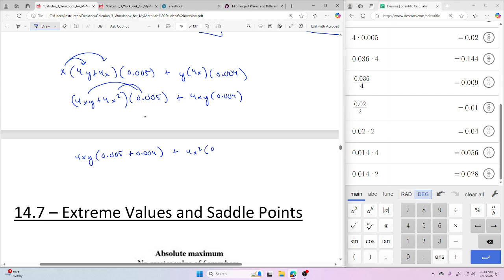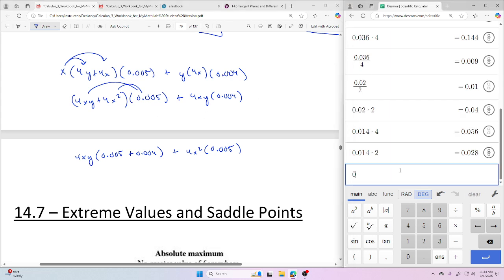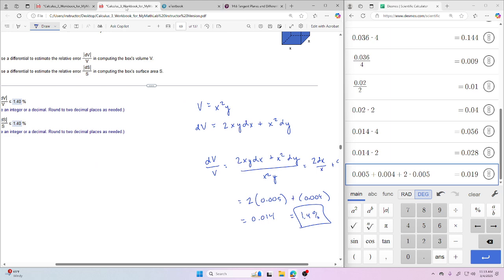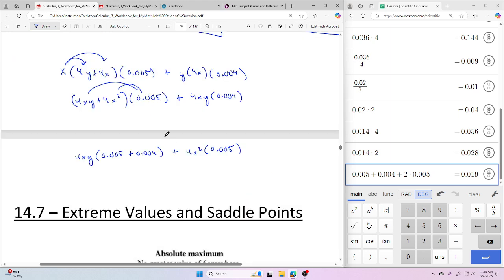Let's see here. And so then I got this guy here. Well, what I want is like a 2x something or other. What if I start doing this? Give me a second here. 0.005 plus 0.004 plus 2 times 0.005. The answer is not 1.9, it's 1.4, isn't it? Yeah, okay. I feel like I'm getting really close.